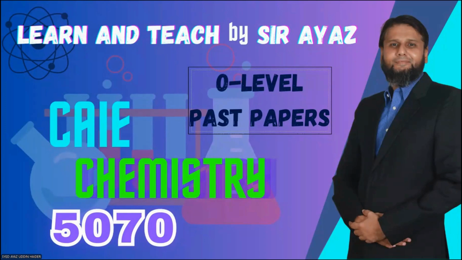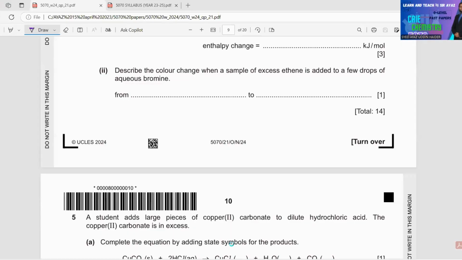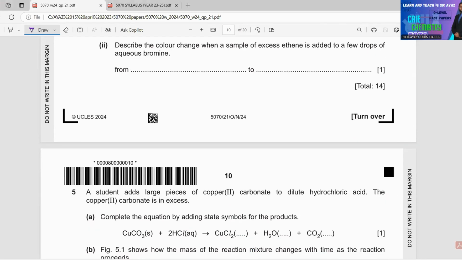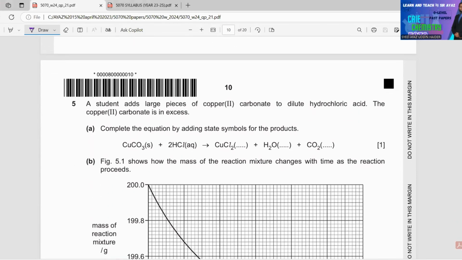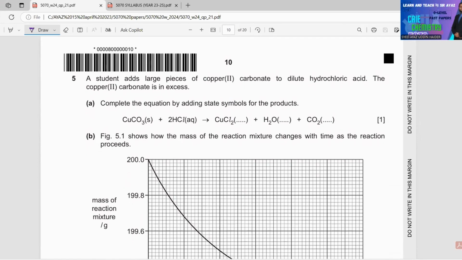So I was doing O-level past papers, 5070, Variant 21 for October/November 2024, and I'm done till question number 4. So I will continue from question number 5.